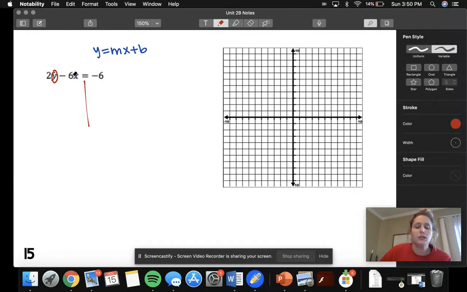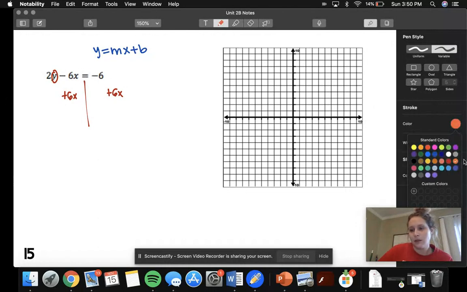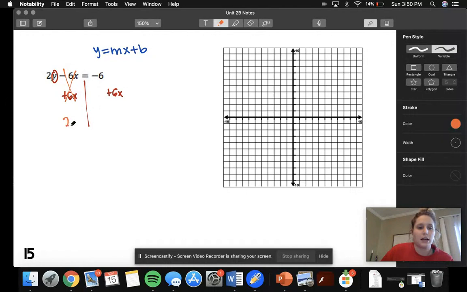So I see a 2. I also see a minus 6x. So I'm going to move the x first. So this is a minus or a negative 6x. So the opposite will be a positive 6x. So it looks like I'm going to do an add into it. Negative 6x, positive 6x, make that 0. That's what we wanted to happen. So we have 2 y's left over.